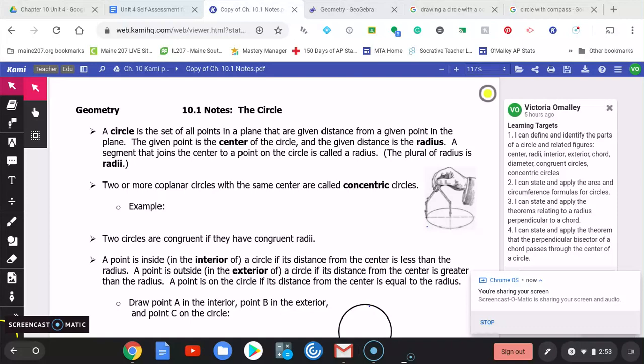Hello, welcome to our first day of e-learning. We're going to start with the circle today. We're going to start by defining some of the elements of a circle.